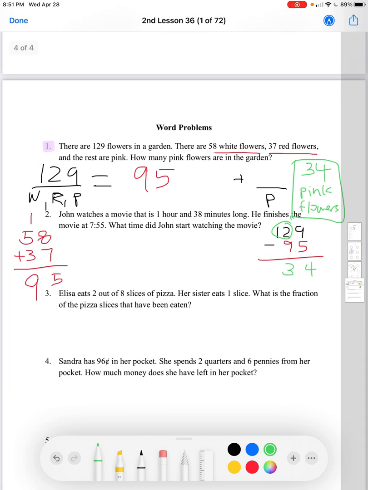If you want to check your answer, you can add the 34, 37, and 58 to see if you get 129 as your total. And that's how you solve this worksheet.